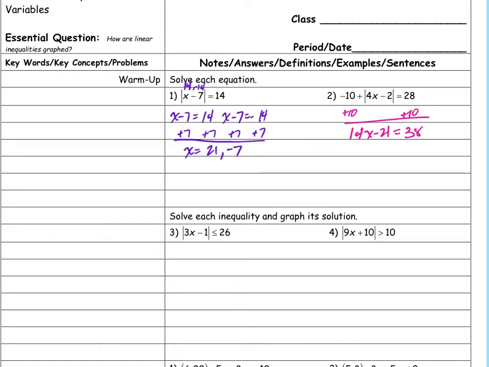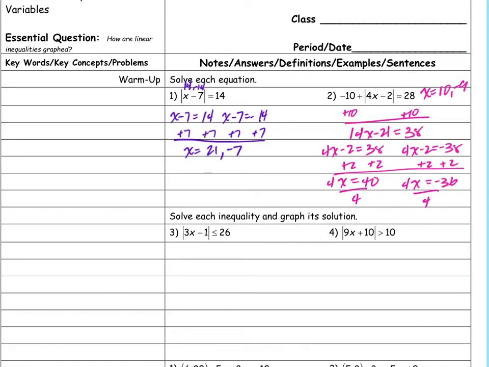And then there's two numbers that have a distance of 38 on the number line, positive 38 and negative 38. So I've got 4x minus 2 equals 38, and 4x minus 2 equals negative 38. So add 2 to both sides, and I'm going to get 4x equals 40, and 4x equals negative 36. Divide by 4. X is going to equal 10 and negative 9.